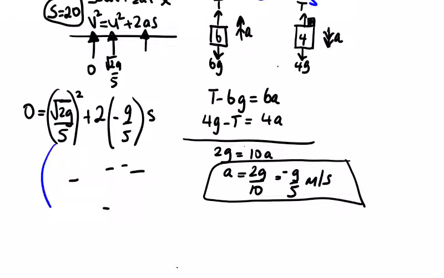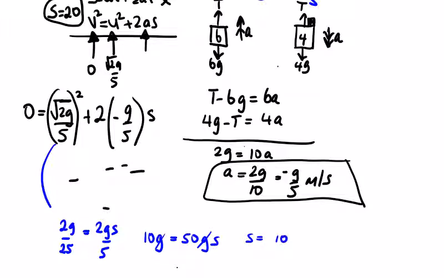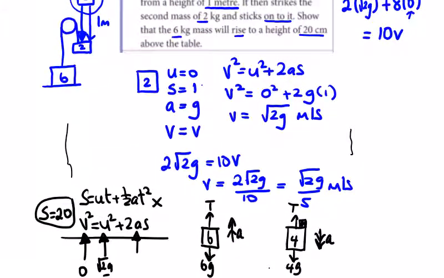So from here, we're going to end up with 2g over 25 is equal to 2gs over 5. So 10g is equal to 50gs. So I can divide across by 50g to get s is equal to 10 over 50, which is 1 over 5. So s is equal to a fifth of a meter, which is 20 centimeters. Is that what we were asked to show after all this mess at the end? Please say 20 centimeters. It does. Thank God. This video is now over.